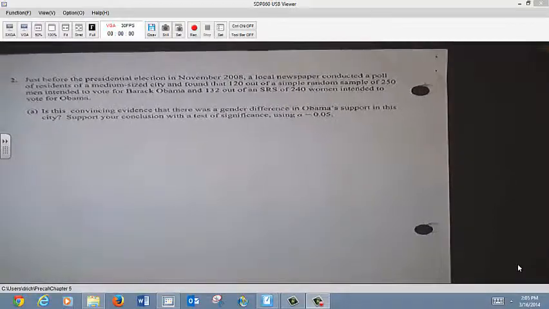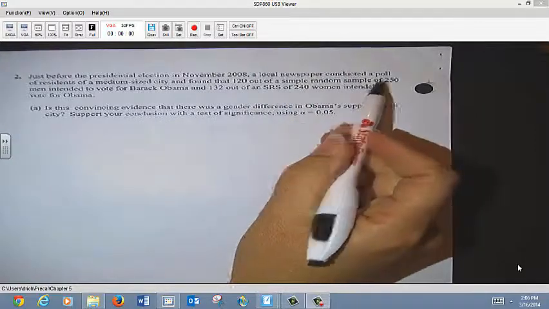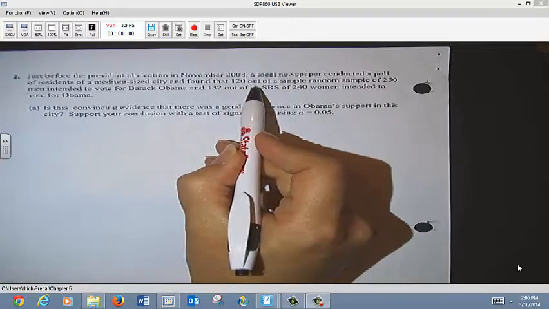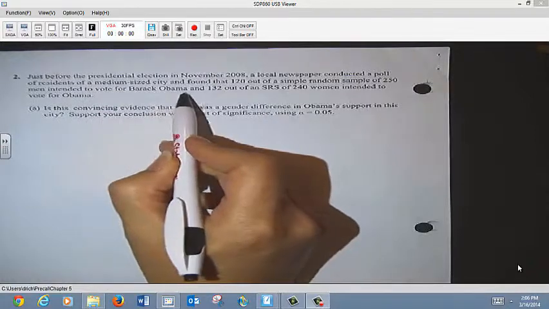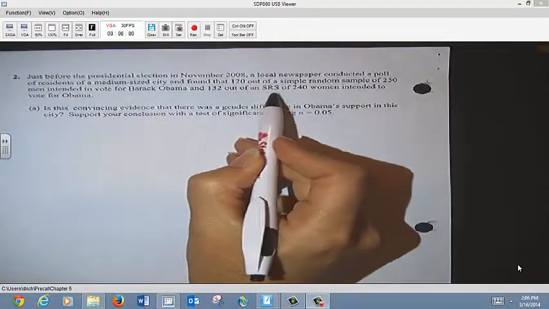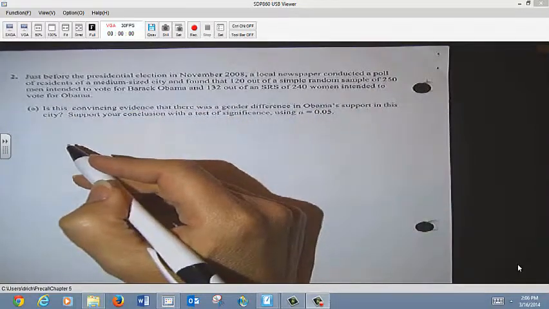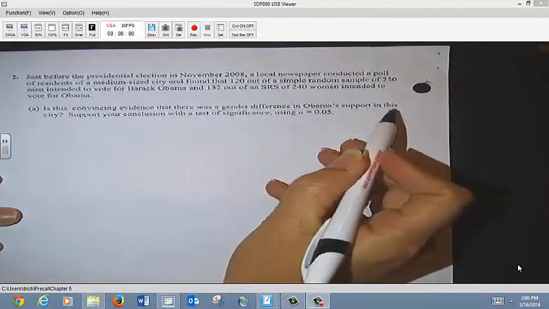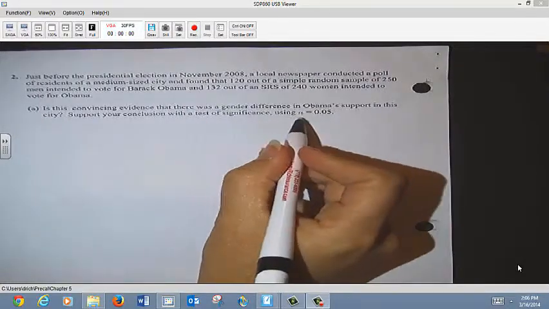Okay, number 2 here talks about the presidential election in November 2008. A local newspaper conducted a poll of residents of a medium-sized city and found that 120 out of a simple random sample of 250 men intended to vote for Barack Obama, and 132 out of a simple random sample of 240 women intended to vote for Obama. Is this convincing evidence that there was a gender difference in Obama's support in the city? Support your conclusion with a test of significance using an alpha of 0.05.